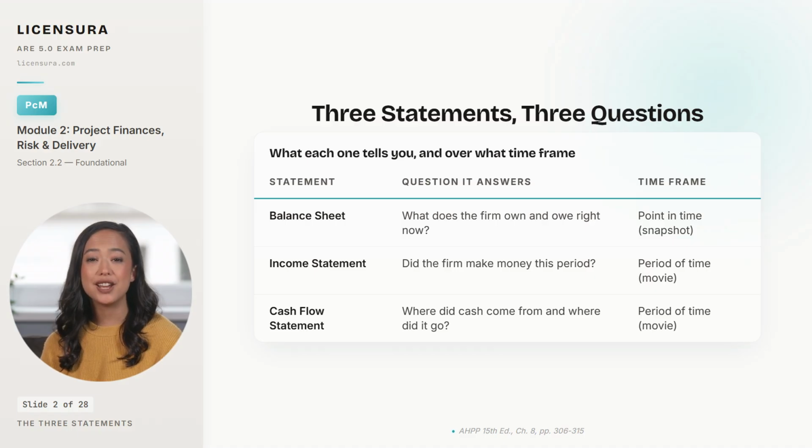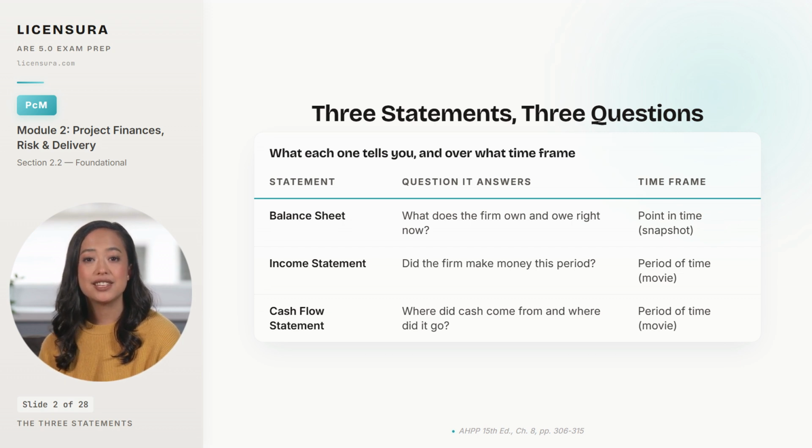The cash flow statement answers a different question entirely. Where did actual cash come from, and where did it go during that same period? Cash flow is also a movie, but it is tracking the bank account, not the books. Confusing the snapshot with the movie, or confusing the income statement with the cash flow statement, is one of the most expensive errors a young principal can make.